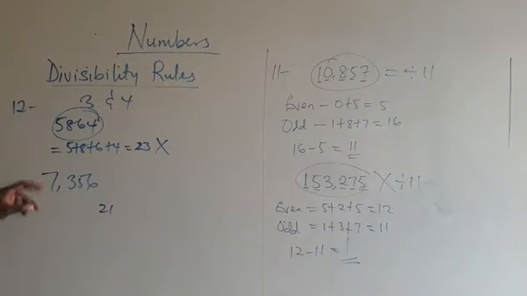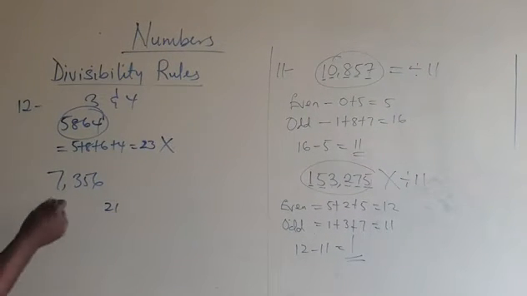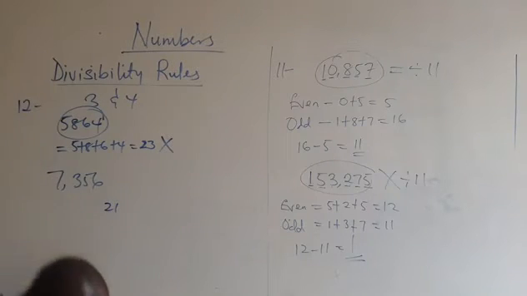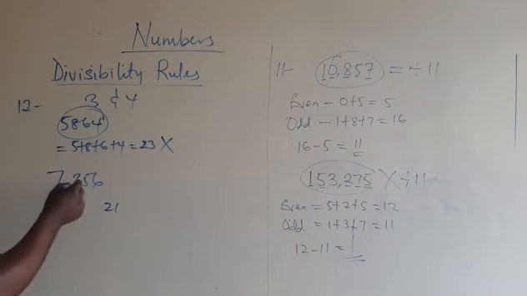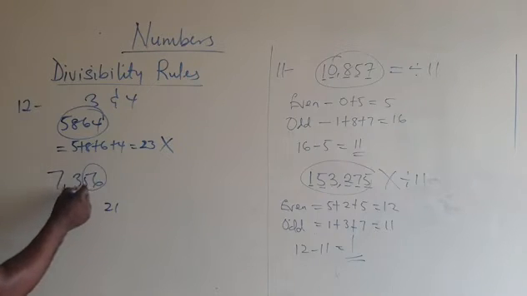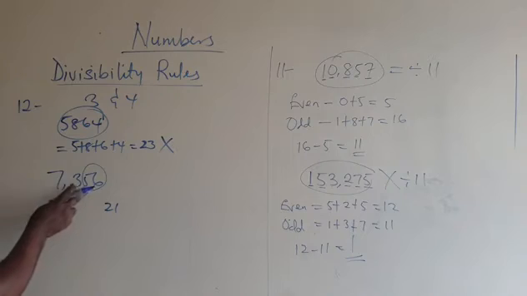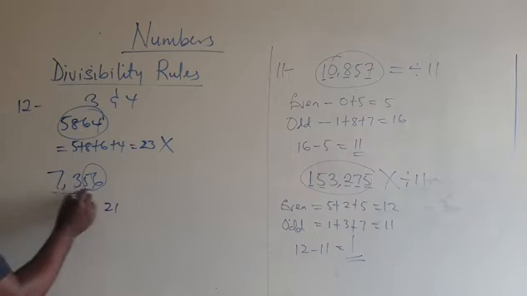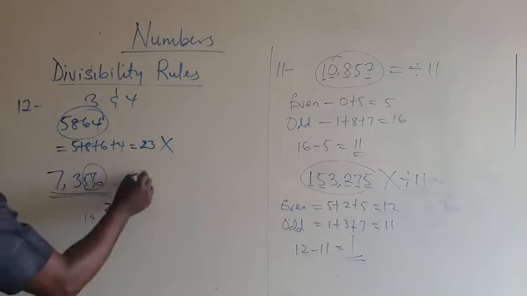Can we say this is divisible by 4? Don't forget the rule of 4. The rule of 4 is that we look at the last 2 digits. If the last 2 digits form a number that is divisible by 4. So can 4 divide 56? Yes, because 4 times 1 is 4, 4 times 4 is 16, and so on. So therefore, we can conclude that this number is divisible by 12.